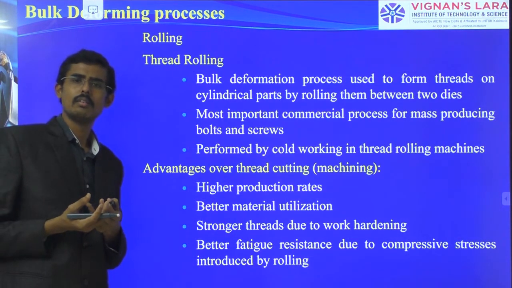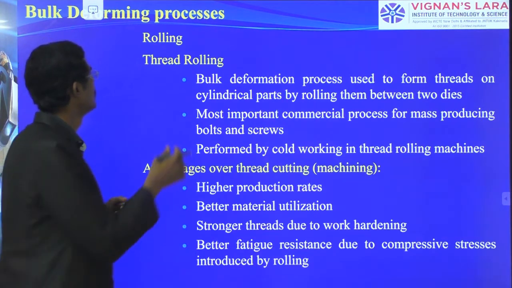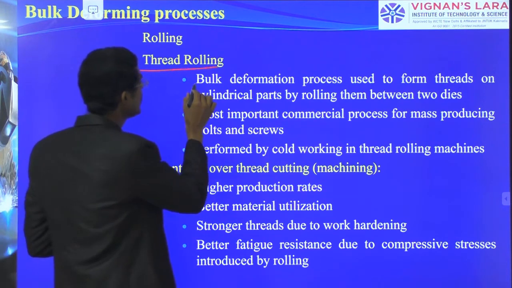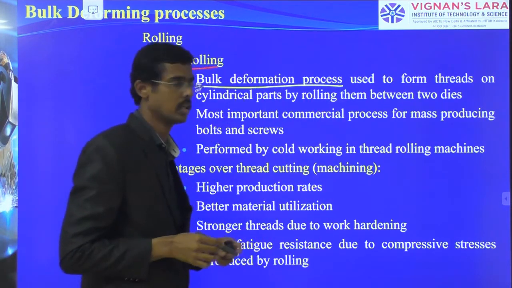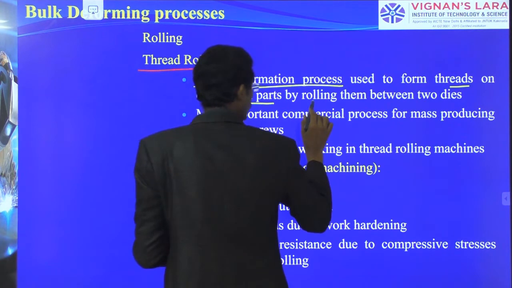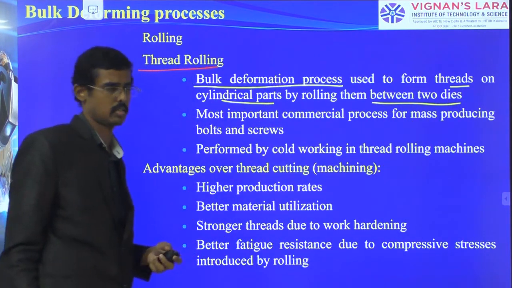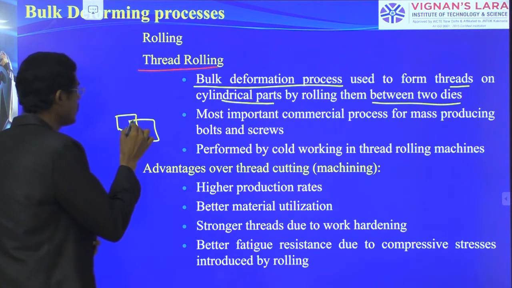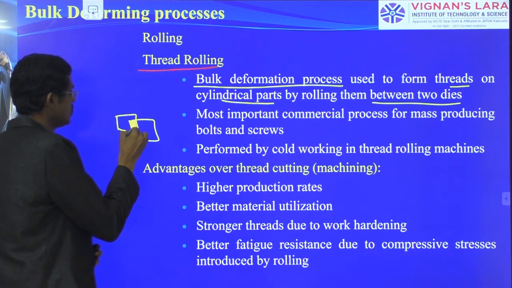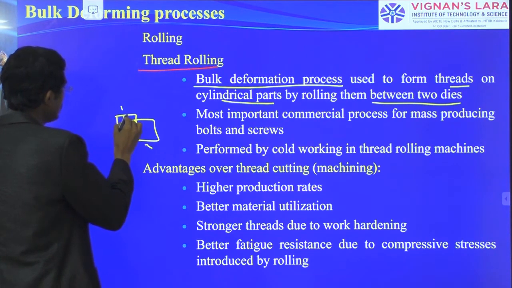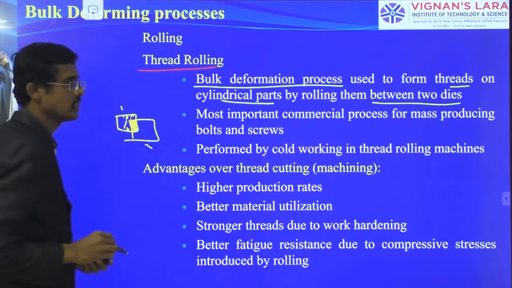One more rolling process is there, named thread rolling operations. In this thread rolling operation, you see, it is also a bulk deformation process used to form threads on cylindrical parts by rolling them between two dies. Yes, we are going to use a two-die mechanism oppositely, and in between I am going to send the part. So this is die 1, this is die 2. This die 1 contains the thread design. It's like this.